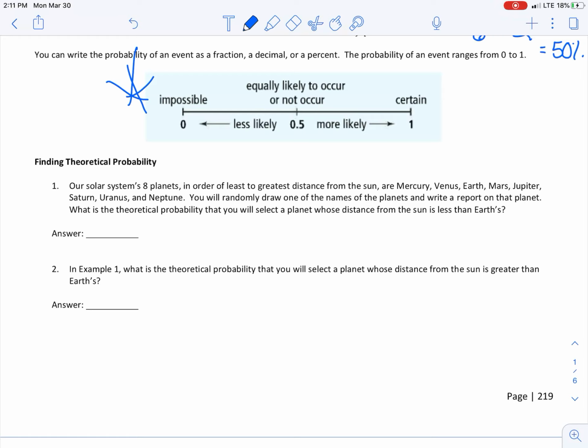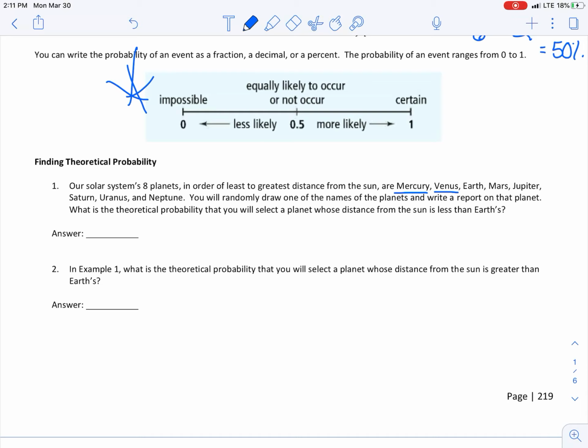So it says our solar system's 8 planets in order from least to greatest distance from the sun. So we have Mercury, Venus, Earth, Mars, Jupiter, Saturn, Uranus, and Neptune. Okay, so you will randomly draw one of the names of the planets and write a report on that specific planet. So it says, what is the theoretical probability that you will select a planet whose distance from the sun is less than Earth? So we only want to talk about the planets that are closer to the sun than Earth. So we're only talking about Venus and Mercury.